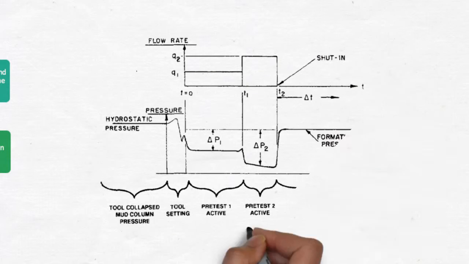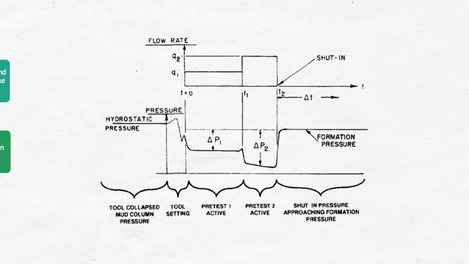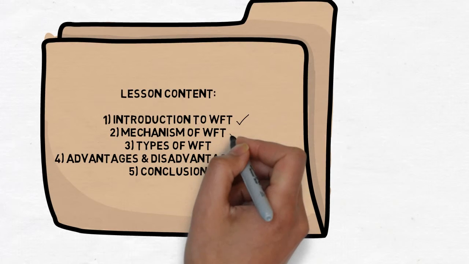This last diagram shows the pressure and flow rate recorded during the pretest sequence. The pressure starts to decrease after the tool is set, indicating mini drawdown, and increases after the pretest, which indicates build-up. We are now done with the mechanism of Wireline Formation Test.